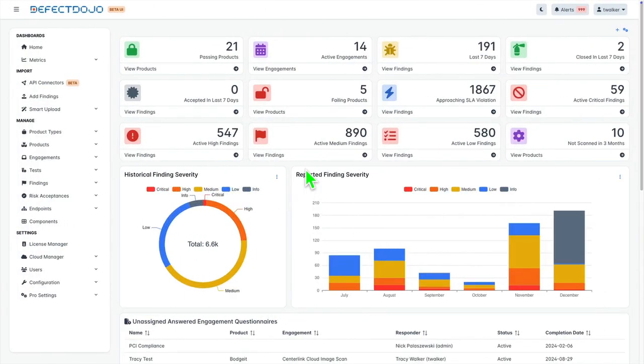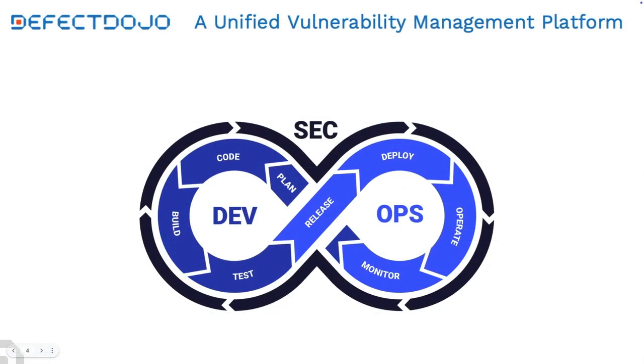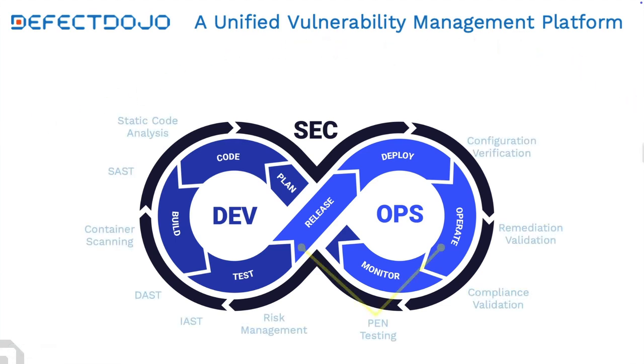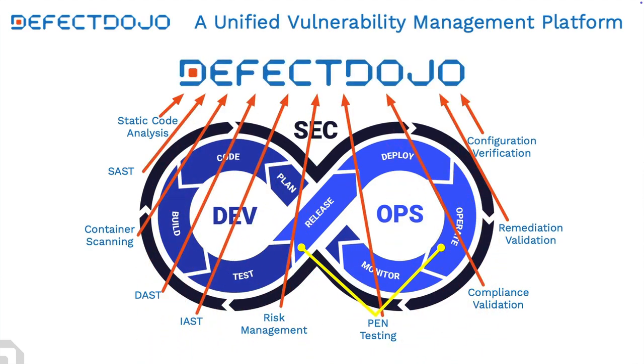versions of DefectDojo. If you're new to DefectDojo, let's take a moment to make sure we understand what exactly DefectDojo does. DefectDojo is a unified vulnerability management platform that imports all vulnerabilities throughout your SDLC by all your different scanning tools to give you a single pane of glass to manage, analyze, and report on all your security risks.